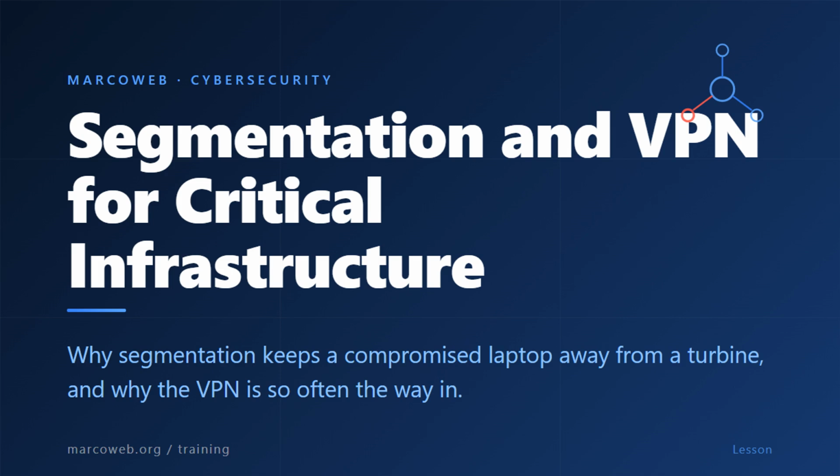Network segmentation and VPN for critical infrastructure. This is where a digital attack becomes a physical event, and two controls decide how far it gets.